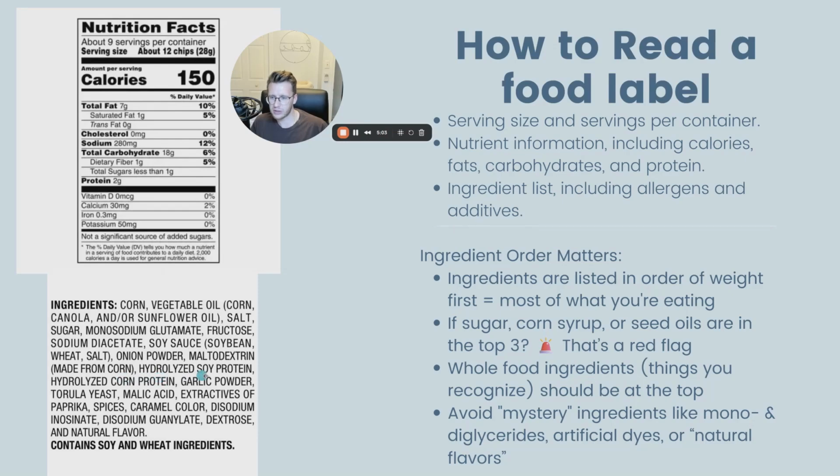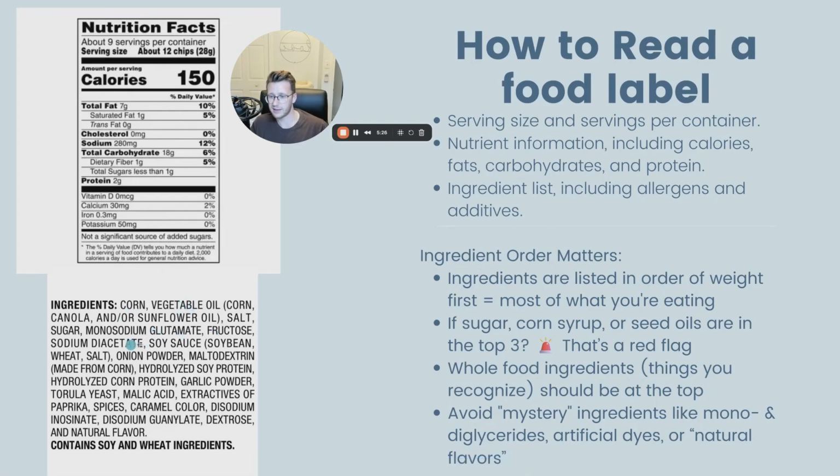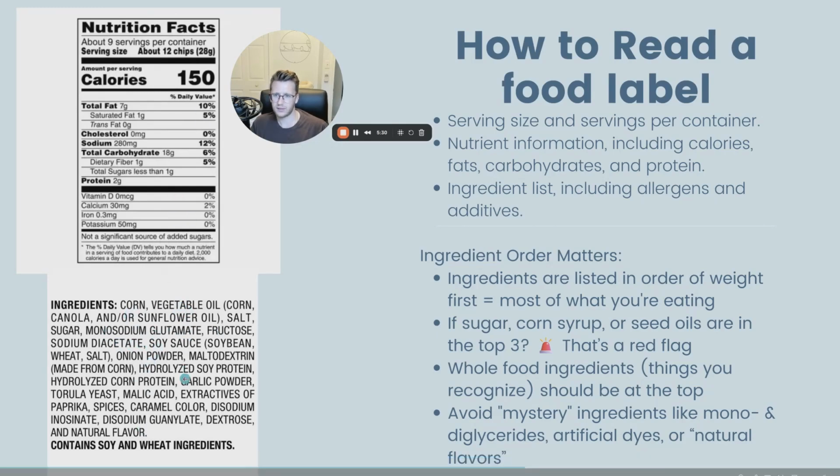Then we've got this hydrolyzed soy protein. Then we've got extractives of paprika, spices, caramel color, which is known to cause cancer, disodium inosinate, dextrose, and of course natural flavors, which are in everything. I'd tell you to avoid them, but it's in everything. So looking at this, is this healthy or not? Probably not healthy. Second ingredient is vegetable oil. It's got nothing in it except for a bunch of additives and corn, right? Do you know what this is? It's Doritos. This is a bag of Doritos. Terrible for you.